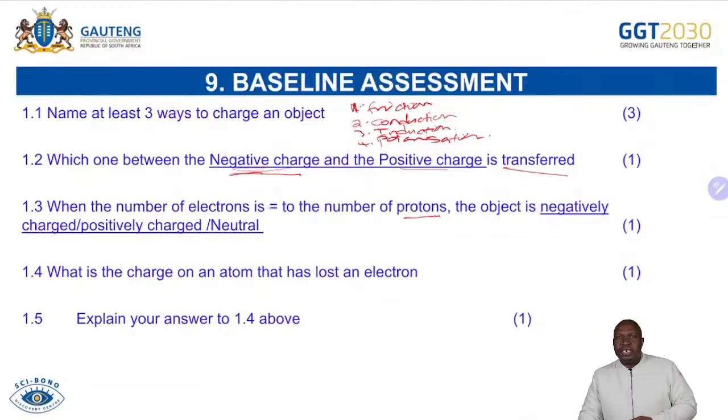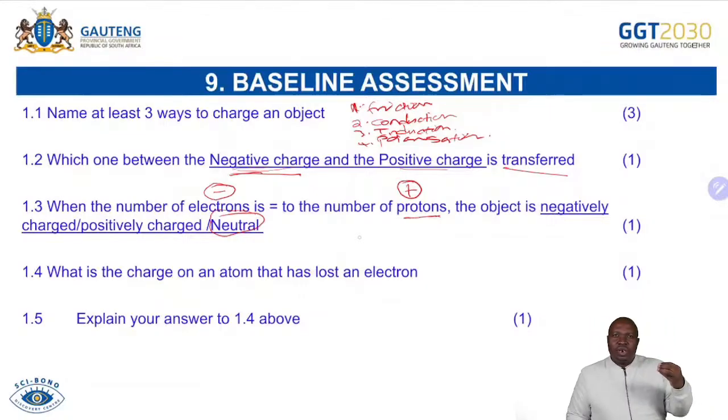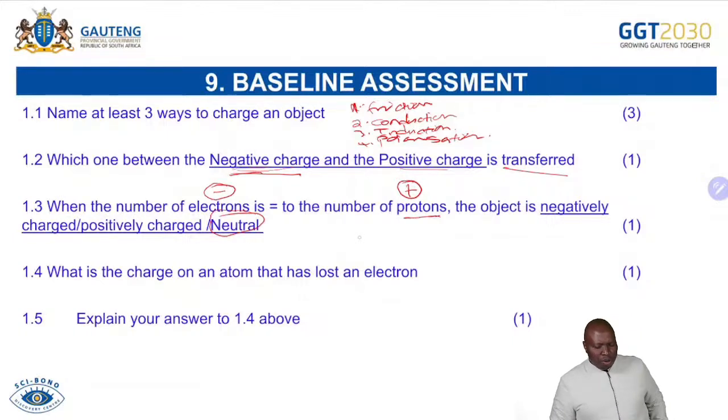So that is important as well to say: remember, electrons are negatively charged. When the number of negative charges and the number of protons, which are positively charged, are equal, we are saying that the object is neutral. So when we say the object is neutral, we're saying that the number of electrons and the number of protons are equal. So I hope you get that.